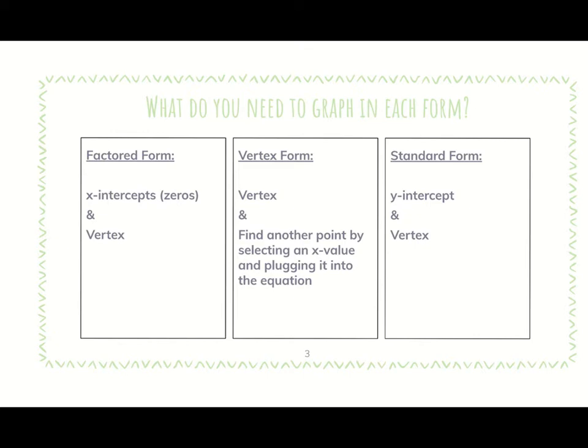And then standard form, we use the y-intercept, which is what's readily available from standard form, and then we find the vertex and we use that to graph. So we're going to go ahead and look at these different forms and actually going about the process of graphing these. So this is the points that you need to find in order to graph from each of these forms.